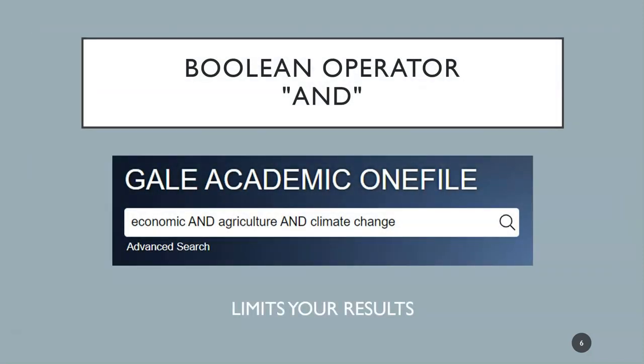In my example, I had more than one keyword, so I used the Boolean operator AND between those keywords. Using the word AND tells the database that your search results must include every one of your search terms. So I typed in economic and agriculture and climate change for this search. And by the way, I received 42,000 results with this search compared to the 600,000 with the full sentence search.